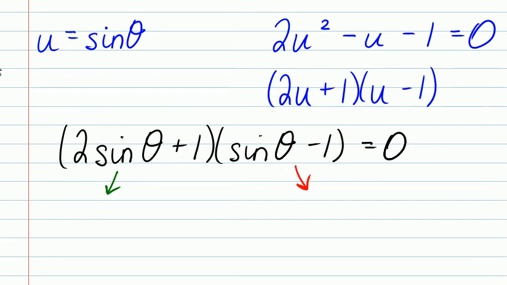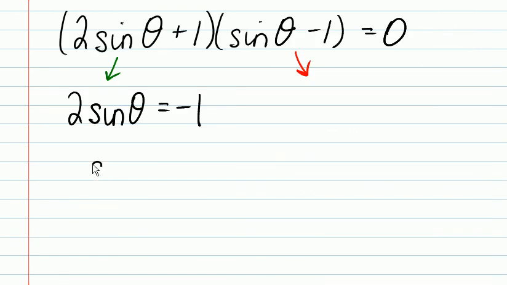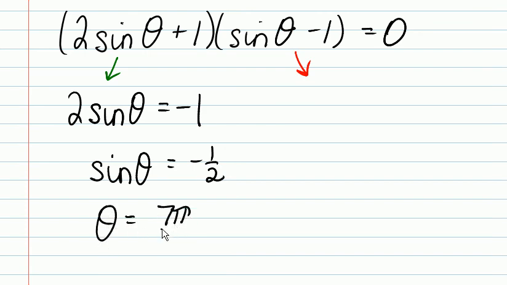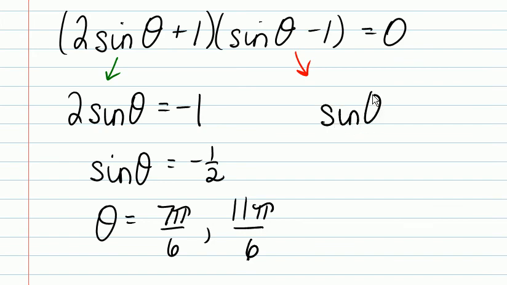So we have that 2 sine theta equals -1. Therefore, the sine of theta equals -1/2. And the sine is -1/2 at 7π/6 and also at 11π/6. And then for the other factor, you end up with sine theta equals 1. That happens exactly once at π/2.